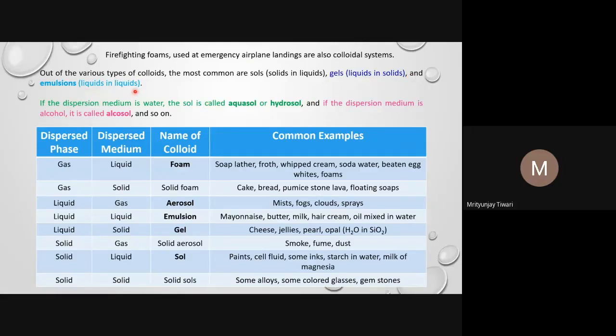And what is an emulsion? An emulsion is a liquid in a liquid. So the dispersed phase is a liquid and the dispersion medium is also a liquid. Take the example of milk that we have seen. The butter fat is a liquid and the water is also a liquid, and this is an emulsion. Milk is an emulsion.